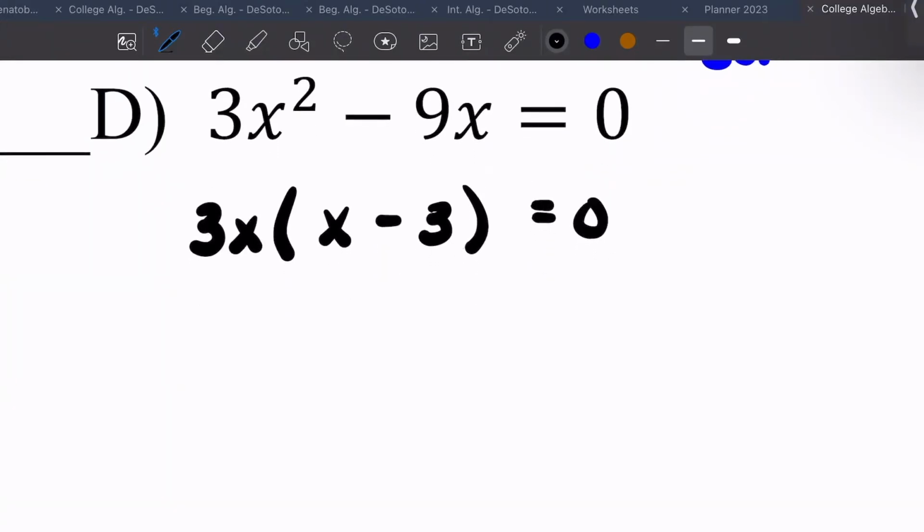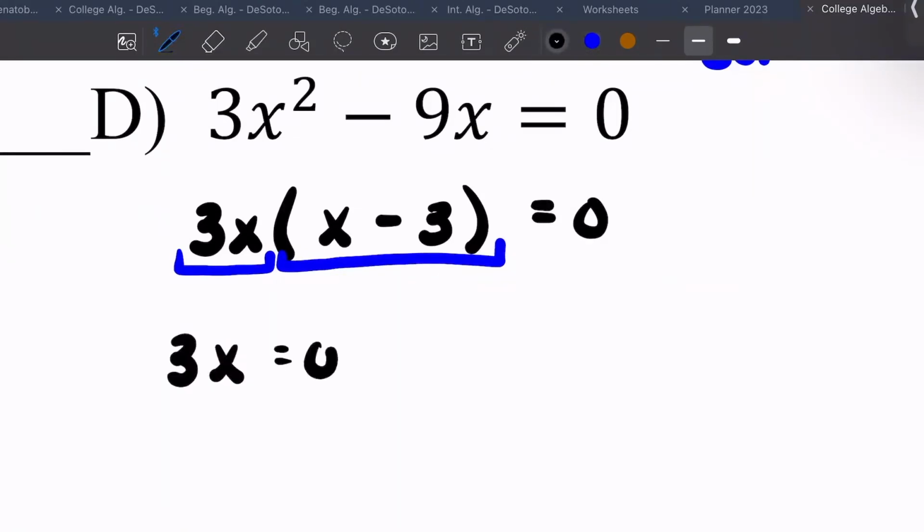And that's all we can do with factoring. Now, you still need to set each set equal to 0. That means this set needs to be set equal to 0, and this set needs to be set equal to 0, okay? So it looks a little different, but we're still taking each piece and setting it equal to 0. So we get 3x equals 0, and x minus 3 equals 0.